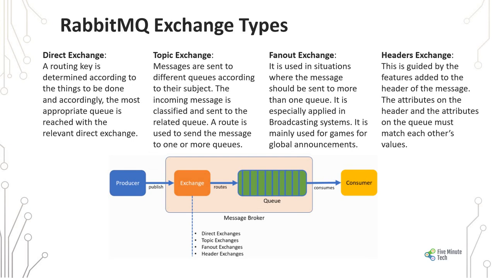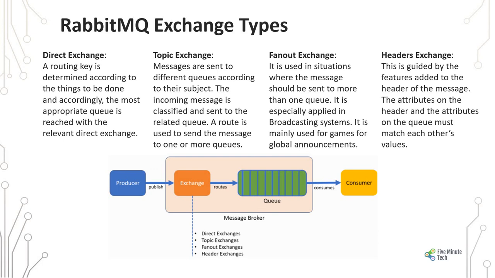Topic messages have specific topics. Messages are sent to different queues according to their subject, and the incoming message is classified and sent to the related queue. The route is used to send the message to more than one queue depending upon how we want to handle it. The fanout exchange is something which we use in situations where the messages should be sent to more than one queue. There are multiple queues to which we have to send the messages, and it's like a broadcasting system. Example would be our gaming systems for global announcement and stuff like that.